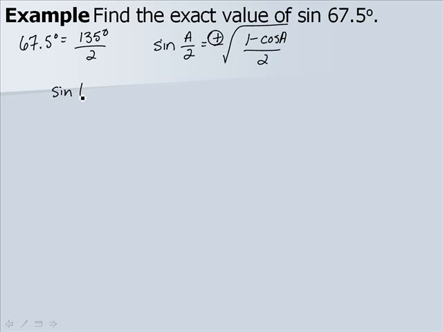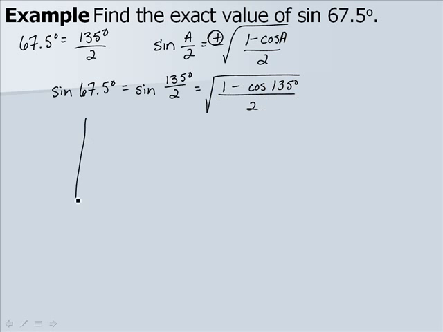So we have that the sine of 67.5 degrees is equal to the sine of 135 degrees over 2, which is equal to the positive square root of (1 minus the cosine of 135 degrees) divided by 2. Now let's look at our triangles here. 135 degrees will land us in quadrant 2, and when we find the reference angle, we take 180 minus 135 and we get an angle of 45 degrees.